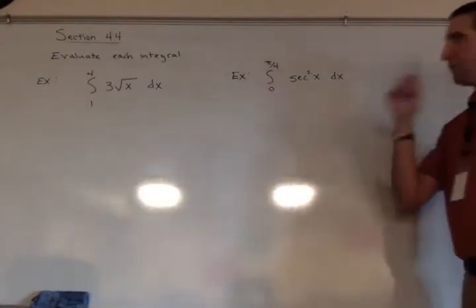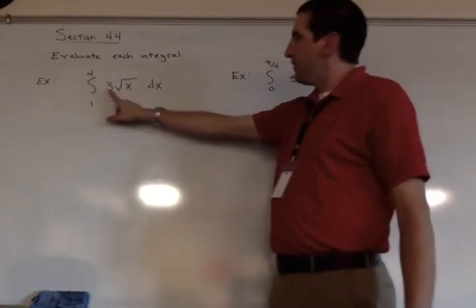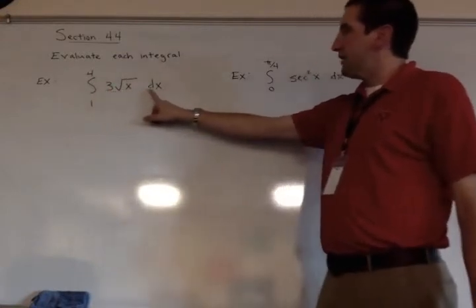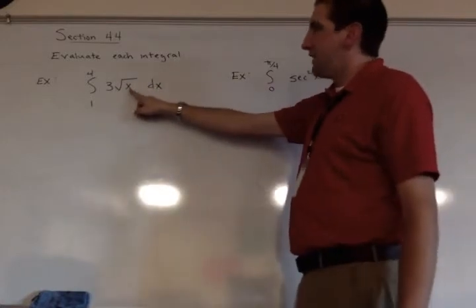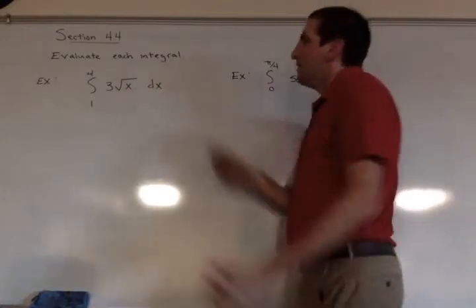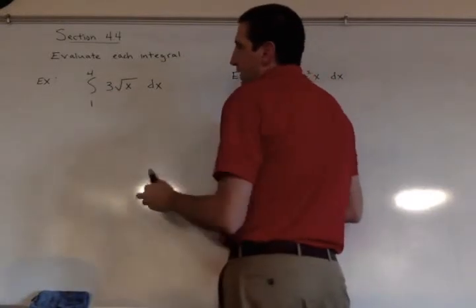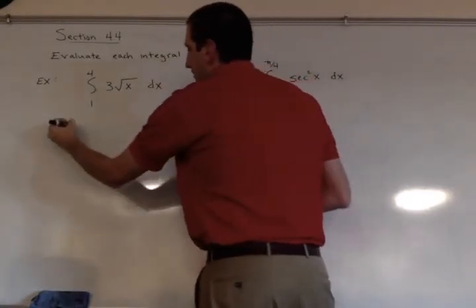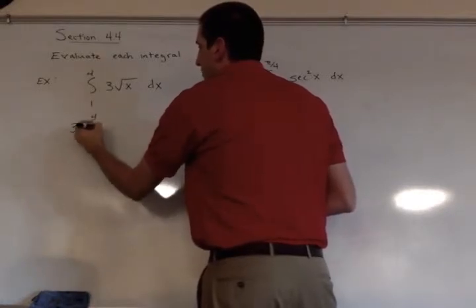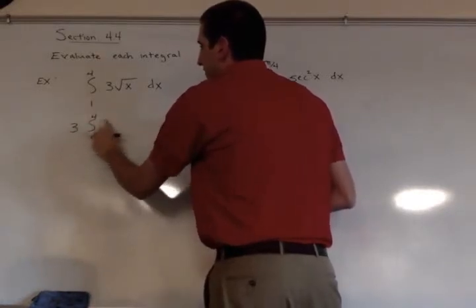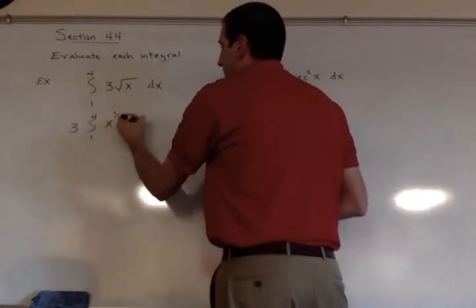Okay, so for example, the next example, we're going to evaluate the integral from 1 to 4 of 3 square root of x dx. First thing we may want to do here is rewrite this as x to the 1/2 power. At the same time, I'm going to factor the 3 out in front. So I'm going to do 2 steps in 1. So I have 3 times the integral from 1 to 4 of x to the 1/2 dx.